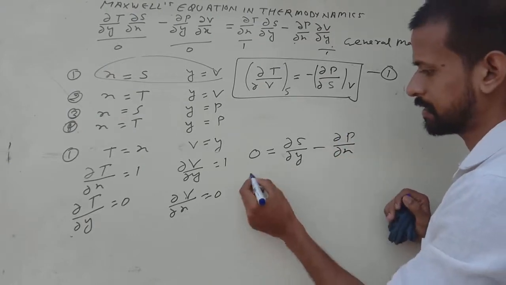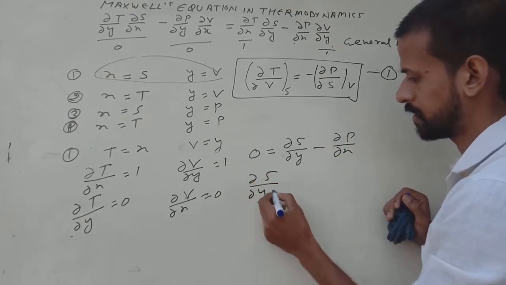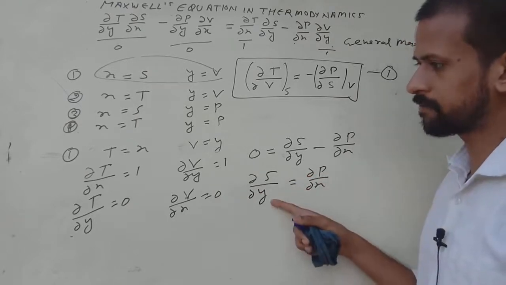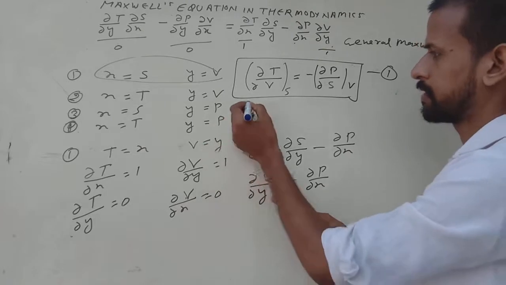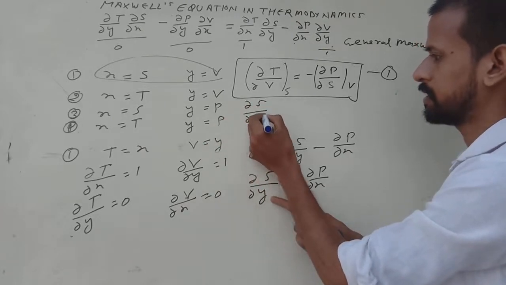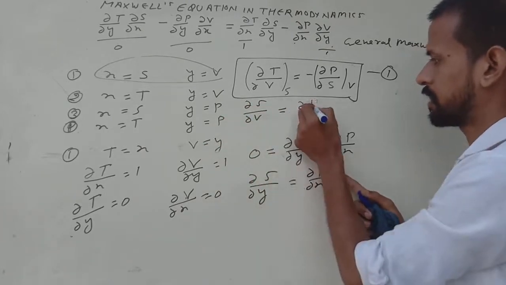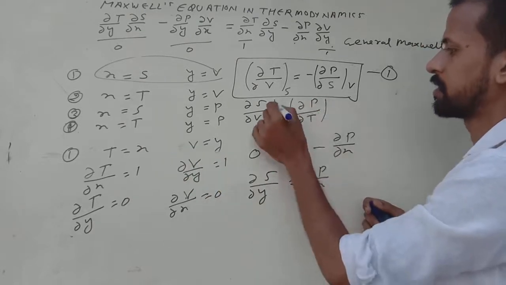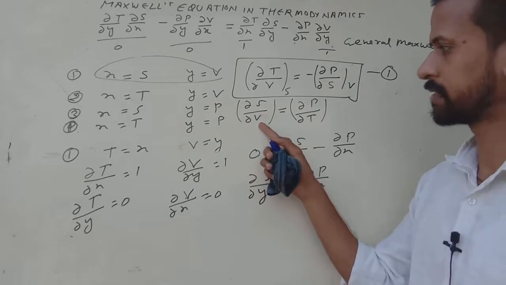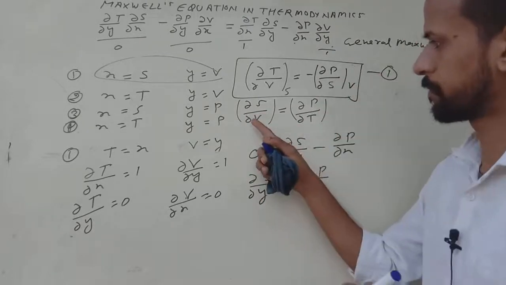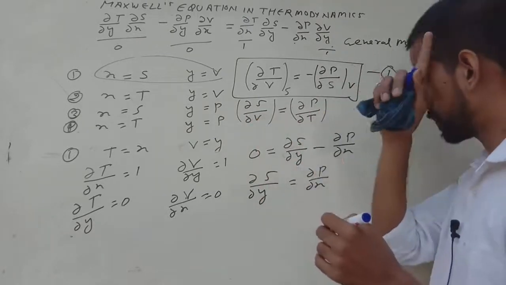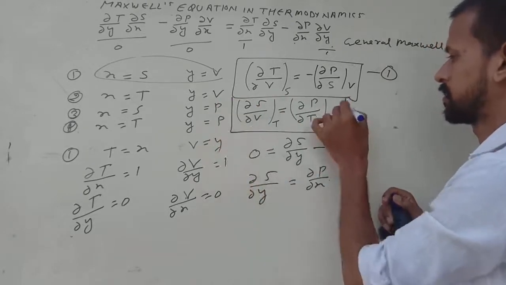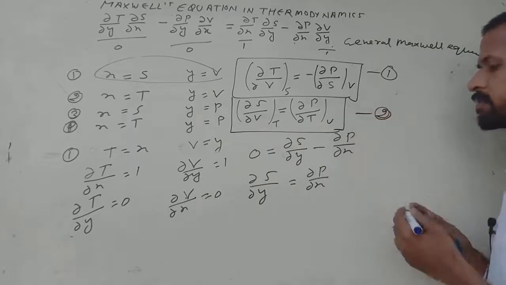And if we write this, del S by del Y is equal to del P by del X, and here Y is V, then this is del S by del V is equal to del P by del T, X is T. So this is the second Maxwell equation. So here T is a constant variable, so T is constant here and V is constant here. This is the second Maxwell equation.